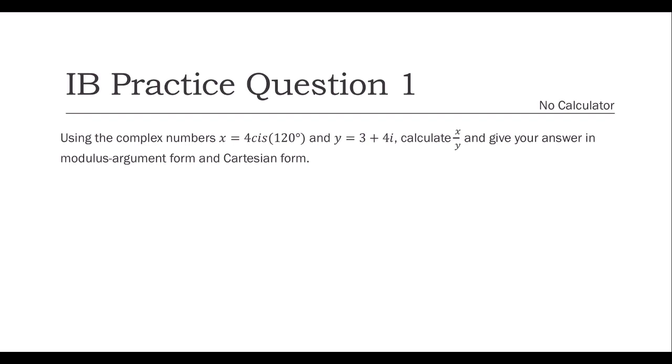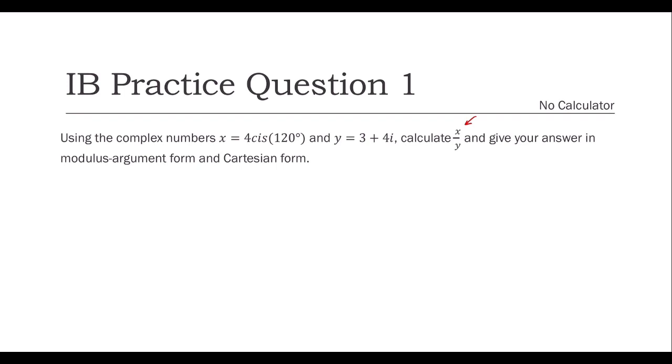It says, using the complex numbers x equals 4 cis 120 degrees and y equals 3 plus 4i, calculate x over y and give your answer in modulus argument form and Cartesian form. So we're going to need to calculate x over y, which is dividing, and it's easier to divide in our modulus argument or polar form. So let's do it that way.